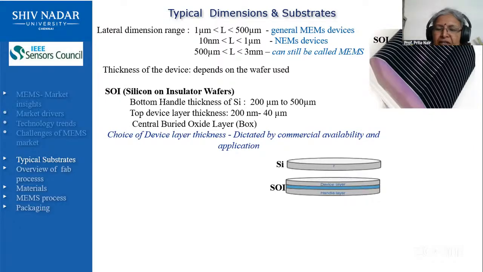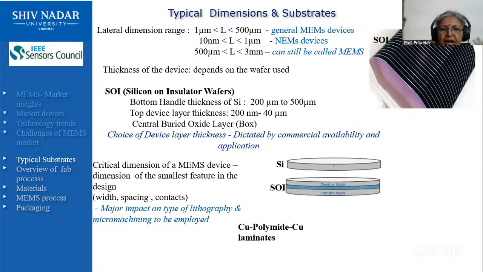And the top layer is where the device is. That is where you will etch and create suspended structures. So if you want them to be fully suspended, you should remove the oxide layer in between, right? So this is one of the standard starting materials which are available. And you have to be very careful about what is the smallest dimension you want to realize on this. Based on that, you will have to choose what kind of lithography and what kind of things.